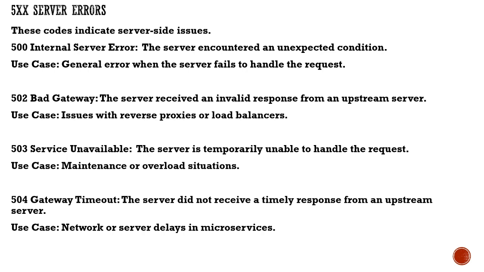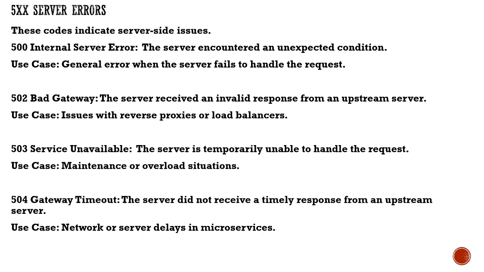Let's say 500, internal server error: the server encountered some unexpected condition. Generally some error has come when the server failed to handle the request and is not able to process it. So in that case 500 comes in. Now 502, bad gateway. What happened is the server received an invalid response from an upstream server.